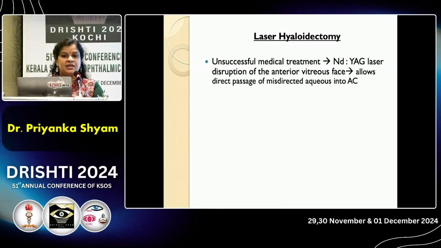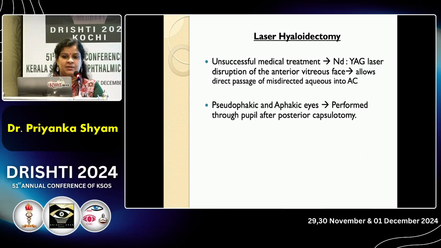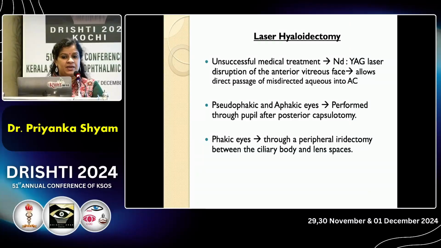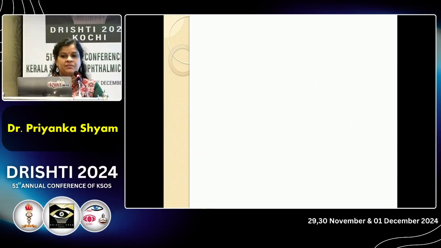In this Nd:YAG laser procedure, disruption of the anterior vitreous face is done, which allows direct passage of the misdirected aqueous into the anterior chamber. In pseudophakic and aphakic eyes, it is performed through the pupil after posterior capsulotomy. However, in phakic eyes, it is done through a peripheral iridectomy between the ciliary body and lens spaces. If successful, there will be immediate deepening of the anterior chamber and a reduction of IOP.